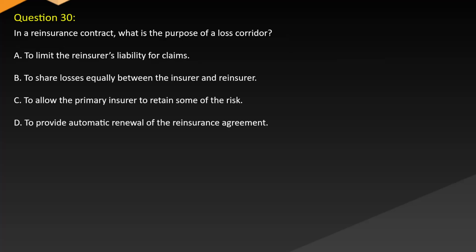Question 30. In a reinsurance contract, what is the purpose of a loss corridor? A. To limit the reinsurer's liability for claims. B. To share losses equally between the insurer and reinsurer. C. To allow the primary insurer to retain some of the risk. D. To provide automatic renewal of the reinsurance agreement.